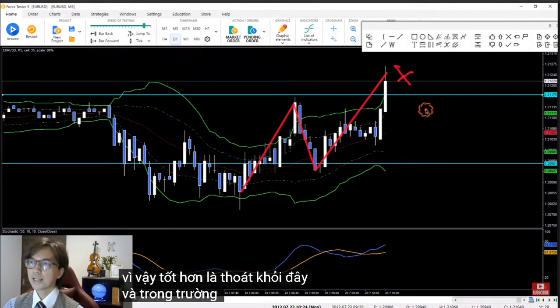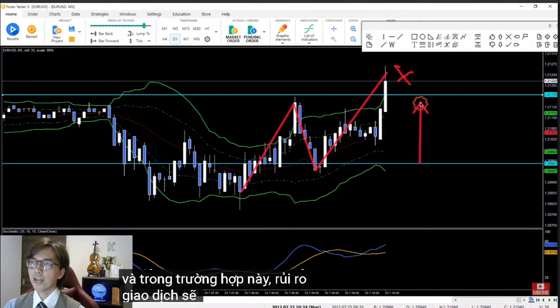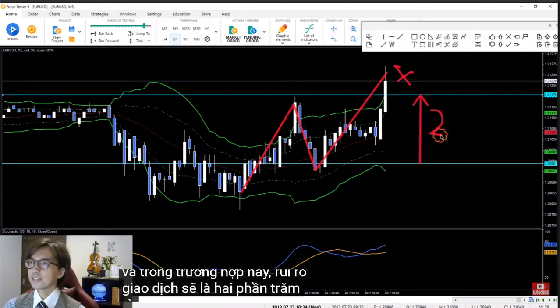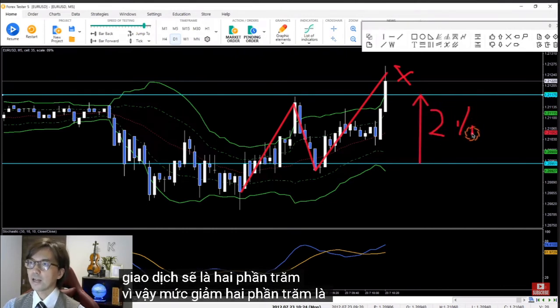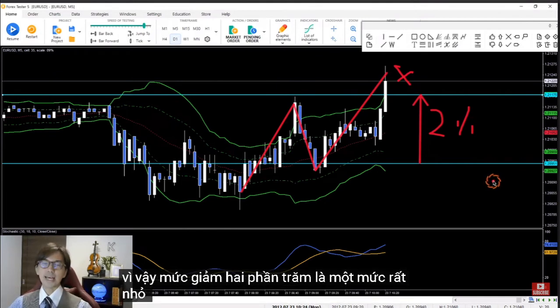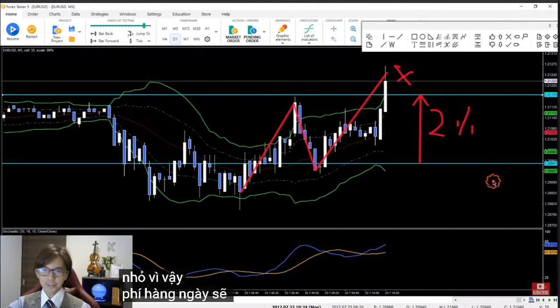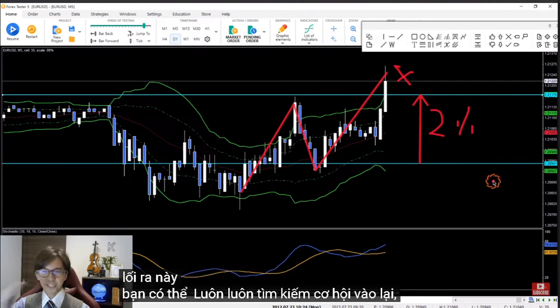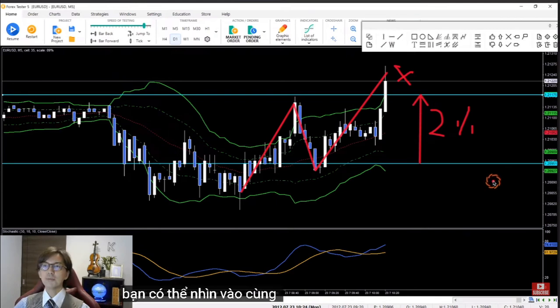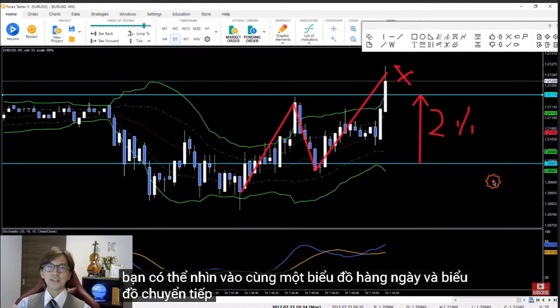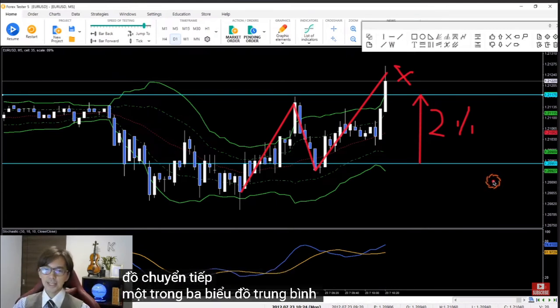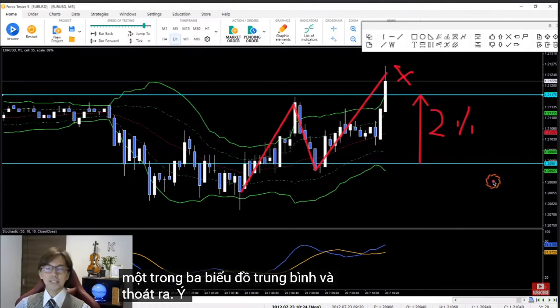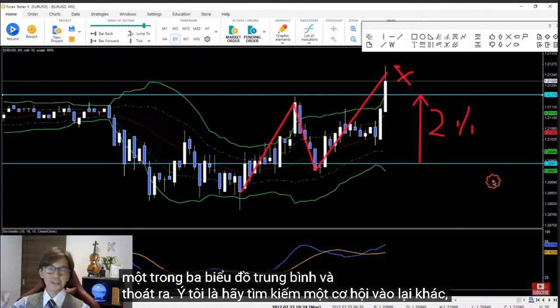And in this case, the risk per trade will be 2%. So a 2% drawdown is very small, tiny. Since the daily chart is going down, after this exit you can always look for a re-entry chance. You can look at the same daily chart and the 4-hour chart, 1-hour chart, 30-minute chart, and look for another entry chance.